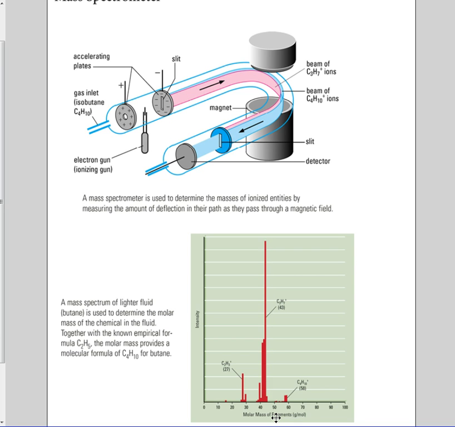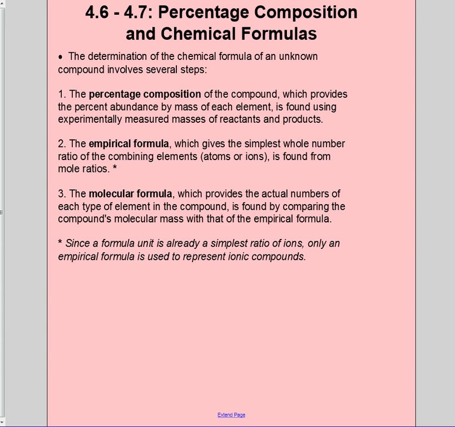So if butane had never been analyzed before and it was run through a mass spectrometer, chemists would know that the molar mass of butane is 58 grams per mole, and through other methods or other calculations, the percentage compositions, if they were known, the chemical formula of the compound could be determined. So the three things that are involved in this process for determining chemical formulas is determining first the percentage composition.